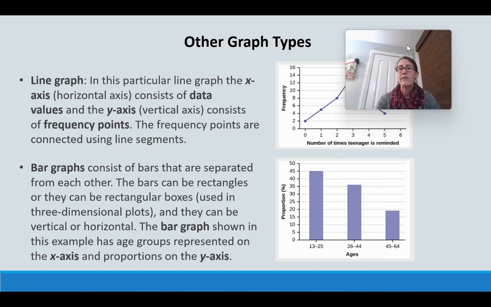And then bar graphs consist of bars that are separated from each other. We saw this when we did the bar graphs and the pie charts before. Your bars can be rectangles or they can be rectangular boxes used in 3-dimensional plots. And they can either be vertical or horizontal. This bar graph here has age groups represented on our x-axis and the proportions on the y-axis.